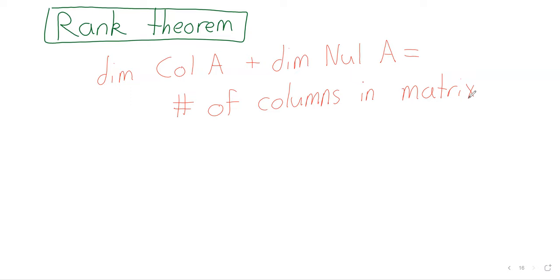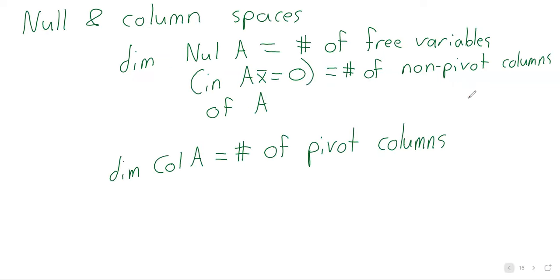And this is because every column is either a pivot column or it isn't. And the pivot columns are getting counted in the dimension of the column space, and the non-pivot columns are getting counted in the dimension of the null space. As I say, we'll come back to that.